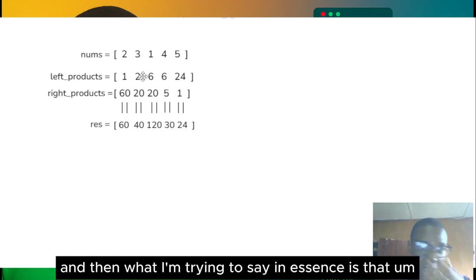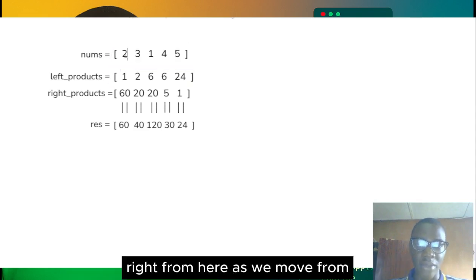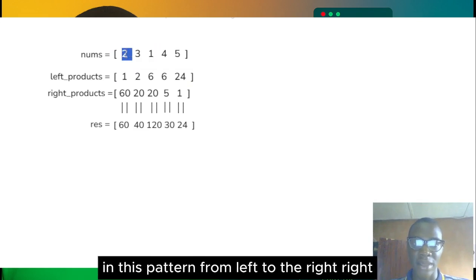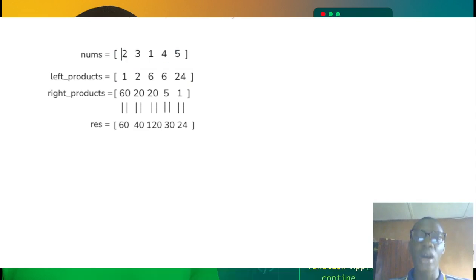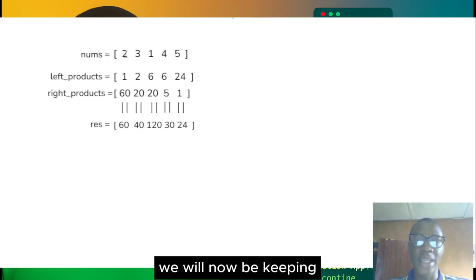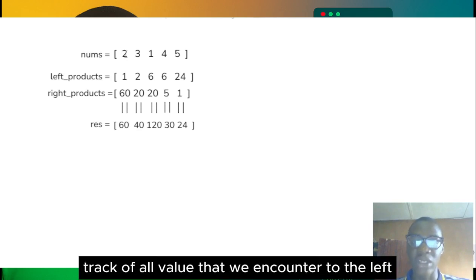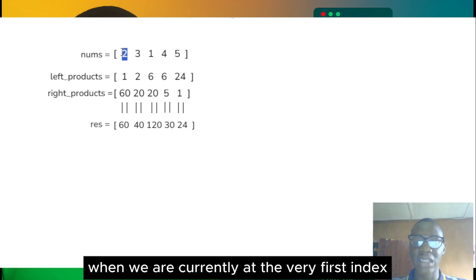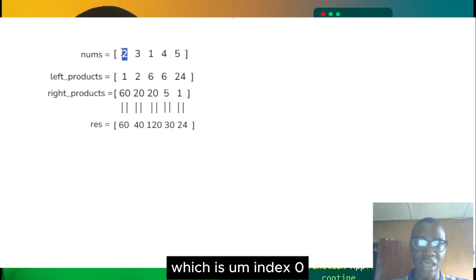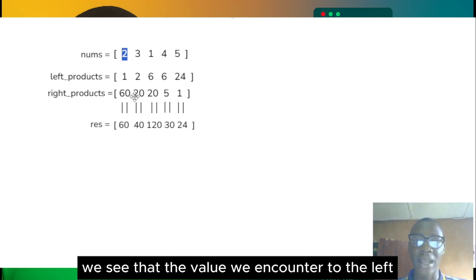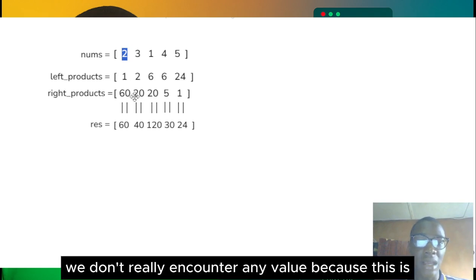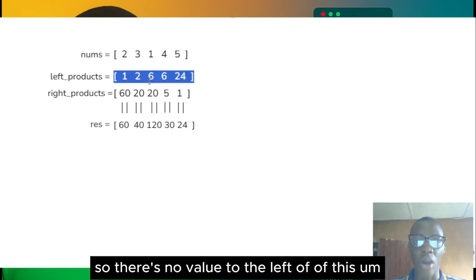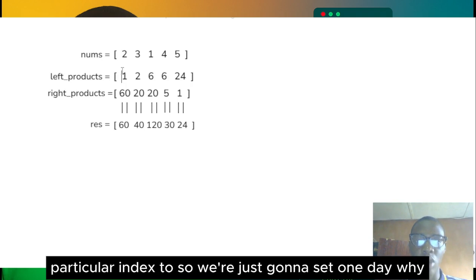And what I'm trying to say in essence is that we are going to be iterating from left toward the right. We will be keeping track of all values that we encounter to the left as we move from left to right. So when we are currently at the very first index, which is index 0, we don't really encounter any value to the left because this is the very first value, so there's no value to the left of this particular index. So we're just going to set 1 there.